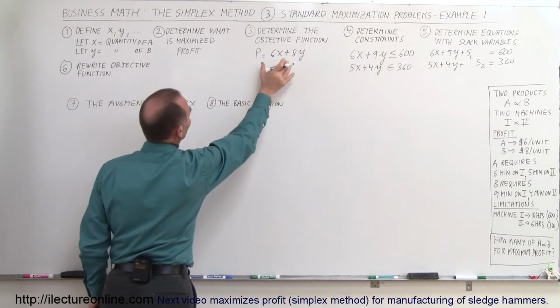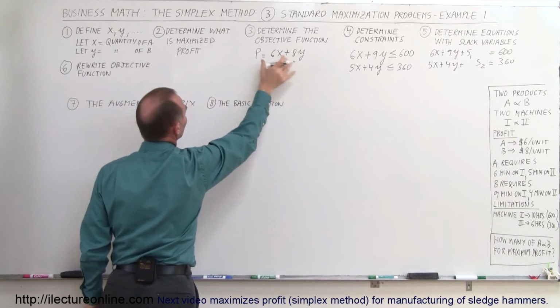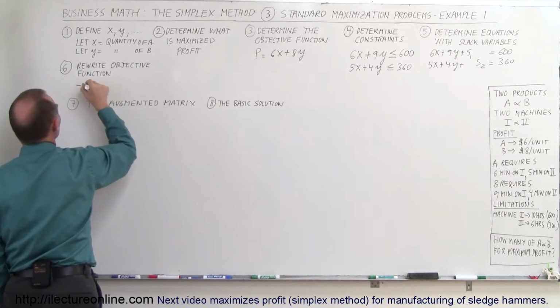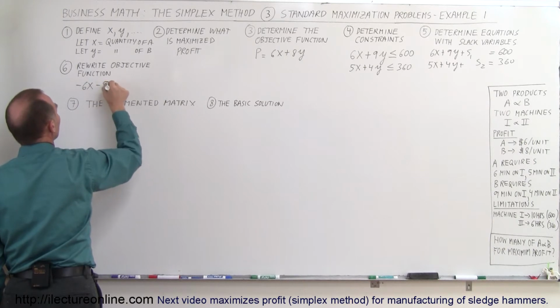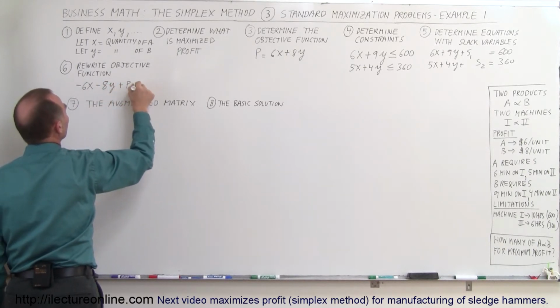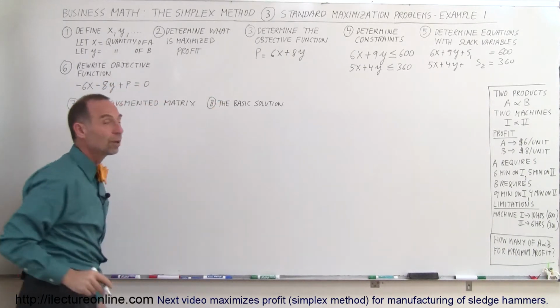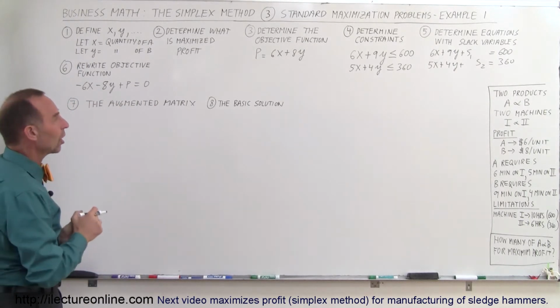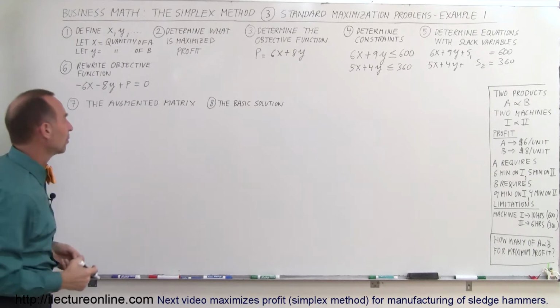Also, we need to take our objective function and move the x and y terms to the left side, so we set it equal to 0. So we end up with minus 6x minus 8y plus P is equal to 0. And now we take those three equations and put them in a simplex tableau, an augmented matrix as we call it, so we can go ahead and try to solve the problem.